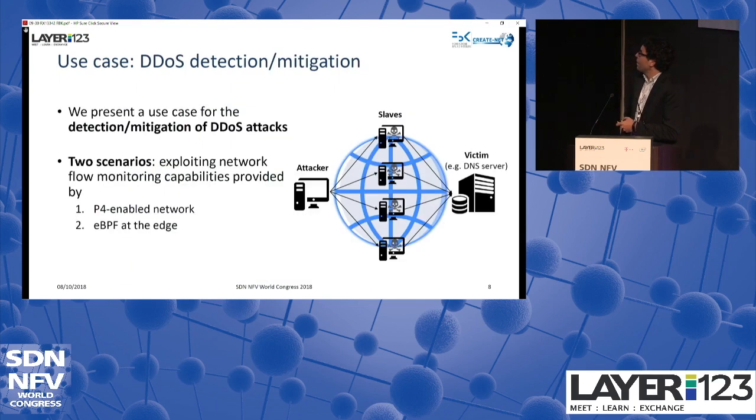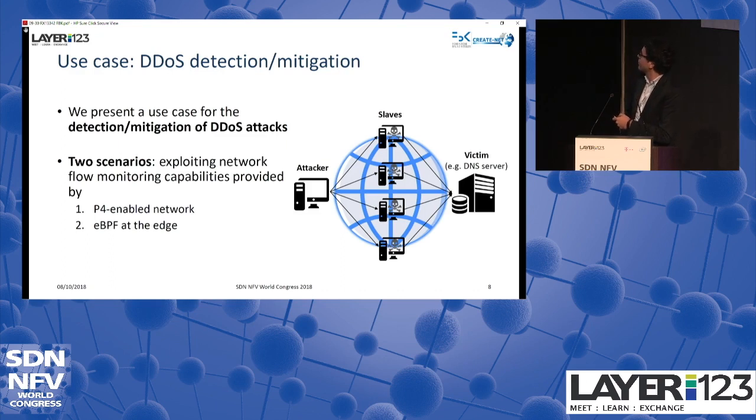So now what I want to show you is a use case for DDoS detection and mitigation that can be done by using functionalities offered by these two different techniques, P4 and eBPF. Here we have two different scenarios. We want to filter packets that are coming from an attacker, from malicious sources, before they reach a victim.